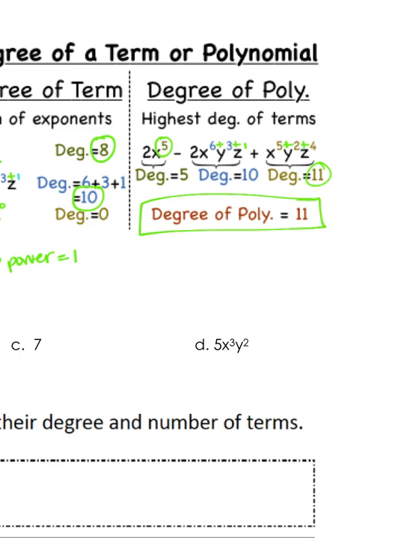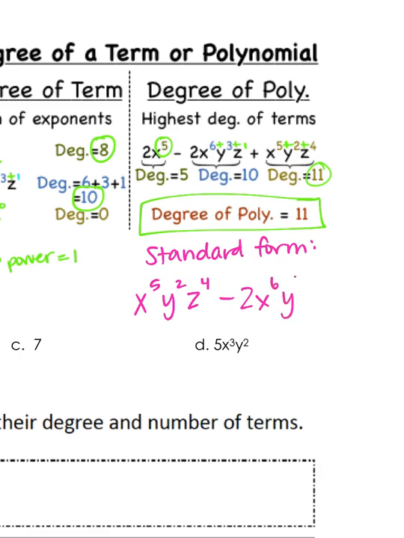Another thing to note is if you wrote this in standard form, we would put it from highest degree to lowest degree. So for standard form, we're going to write x to the 5th, y squared, z to the 4th. Then the next one will be our degree 10, so minus 2x to the 6th, y to the 3rd, z. And then finally our degree 5, so plus 2x to the 5th.